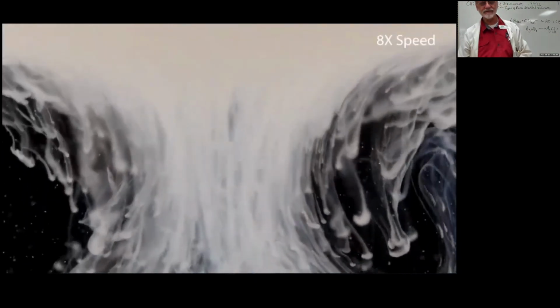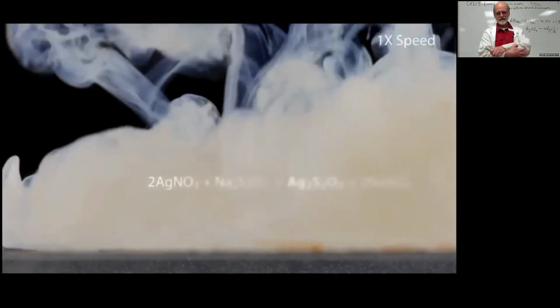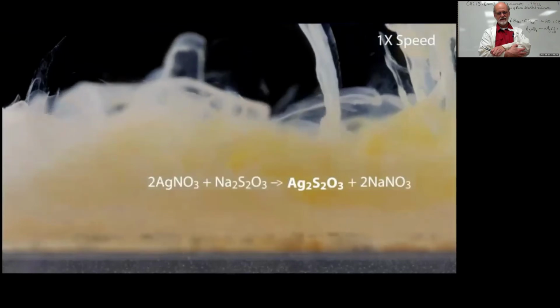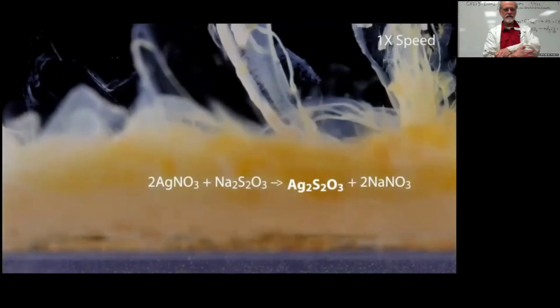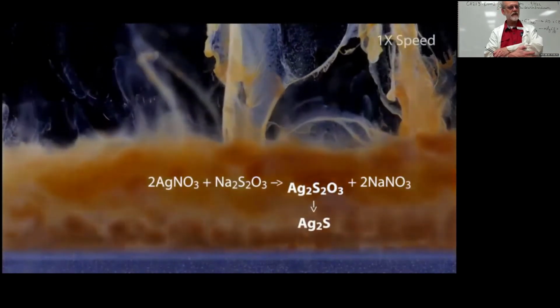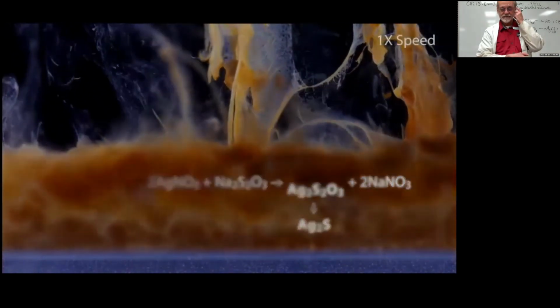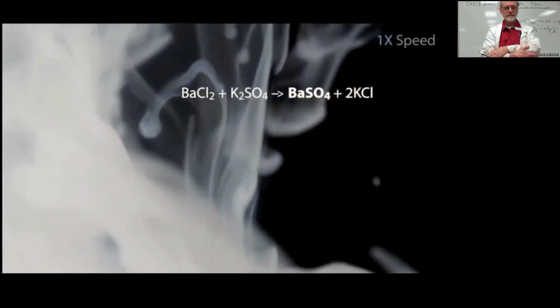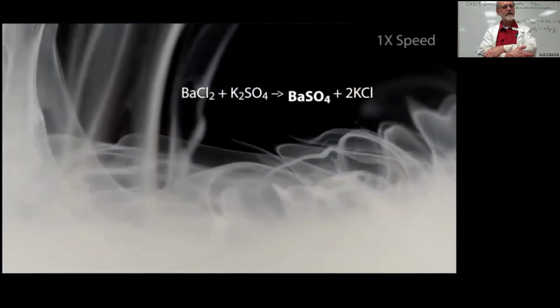Silver nitrate and sodium thiosulfate. Thiosulfate and silver form a precipitate, but it's a different color than the silver chloride. Let's see, barium and sulfate. That's the solid.